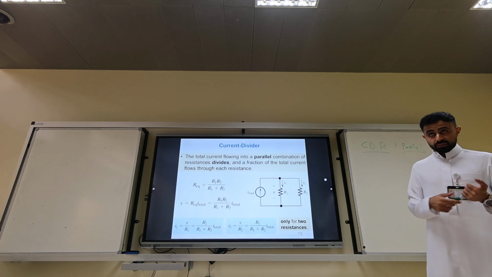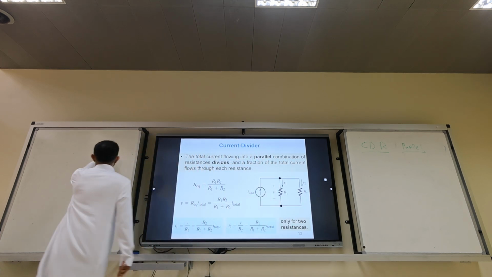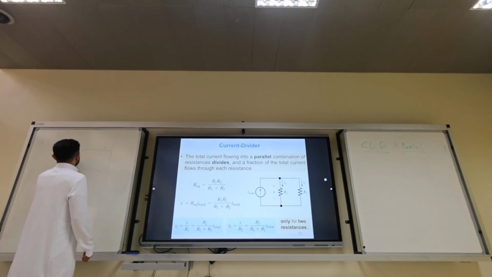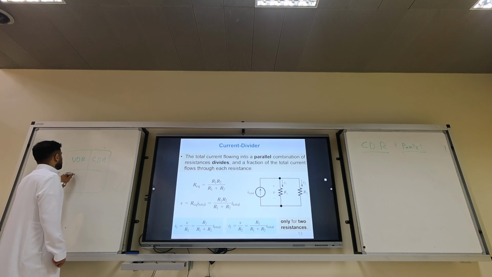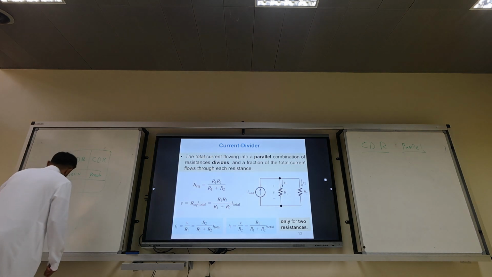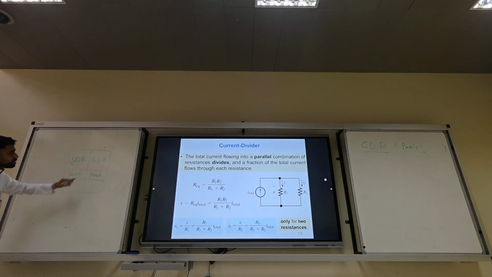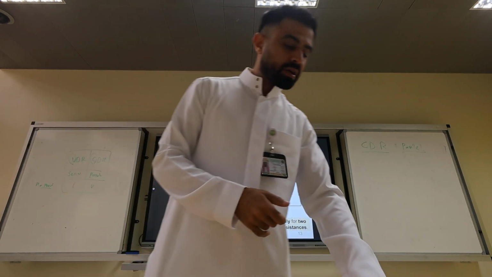You use the CDR to calculate the current without the need to calculate the voltage. So if we make a table and say VDR and CDR: the keyword for VDR is that it has to be in series, and the keyword for CDR is that it has to be in parallel. What you calculate in VDR is voltage, and what you calculate in CDR is current. So here, no need to get the current, and there, no need to get the voltage. Try to understand this table and then you know CDR and VDR. These are techniques. Once you master all the techniques, you will be able to solve any circuit.